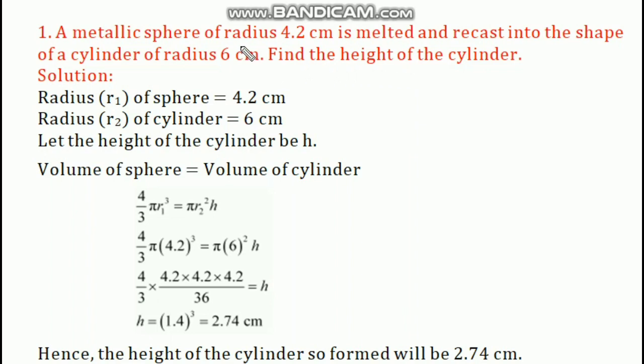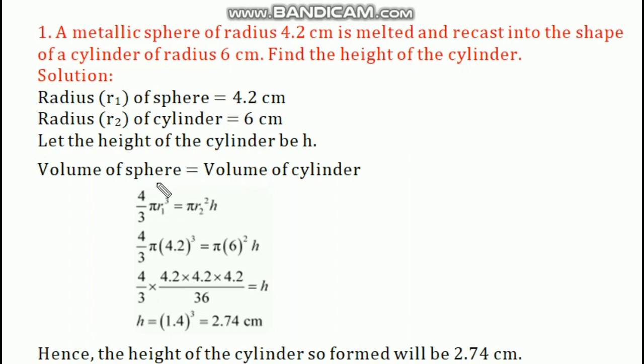Actually, here we are given a solid sphere. The solid sphere is melted and recast into a cylinder. So that means the volume of the sphere is equal to the volume of the cylinder. Both volumes are equal. Here the radius of the sphere is given as 4.2 centimeter, and the radius of the cylinder is 6 centimeter. We need to find the height of the cylinder. We know that the volume of the sphere is equal to the volume of the cylinder, because the sphere is only melted into the cylinder.